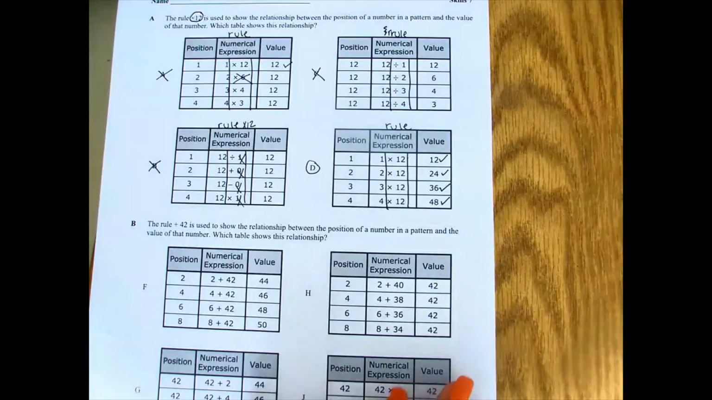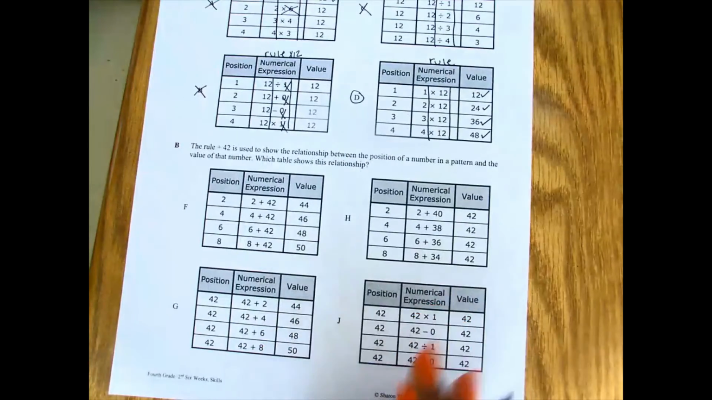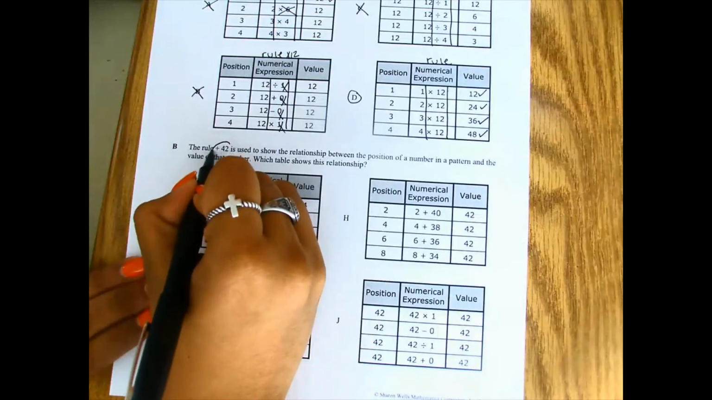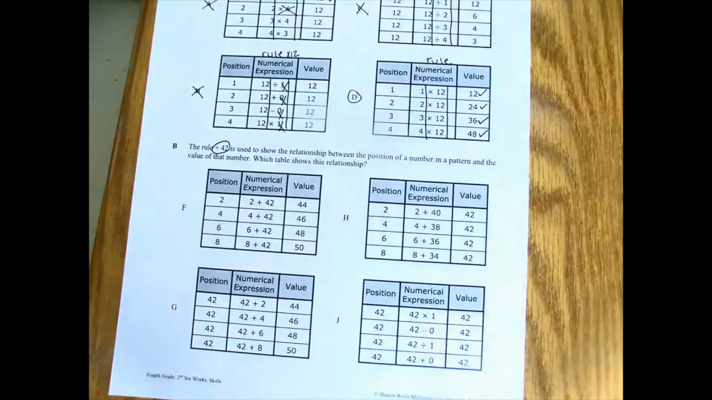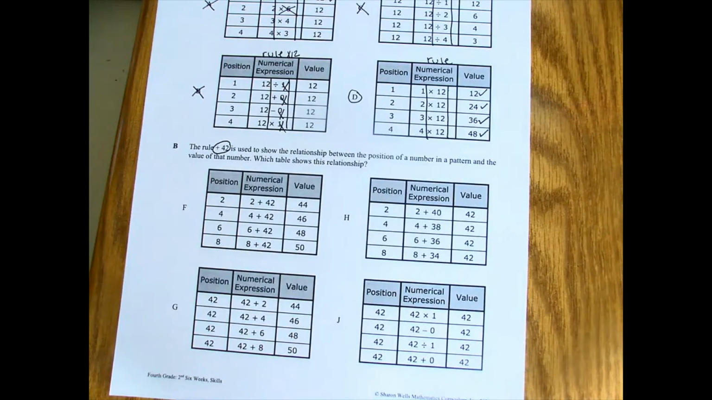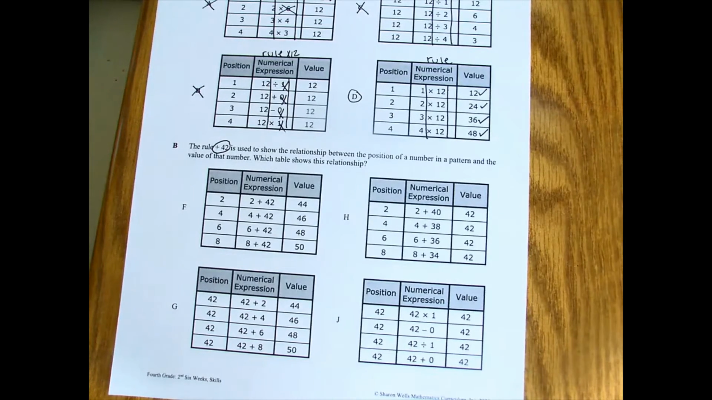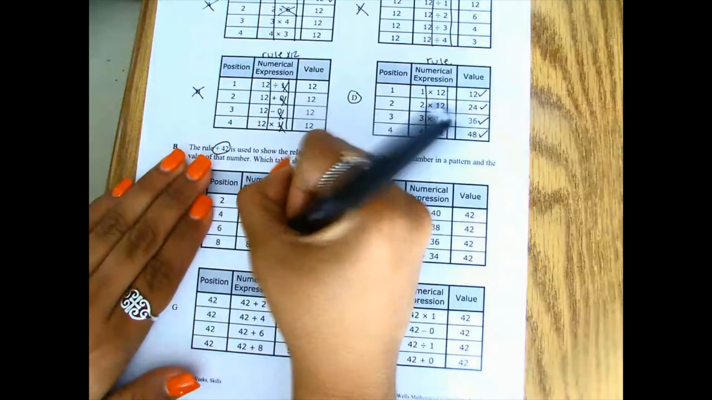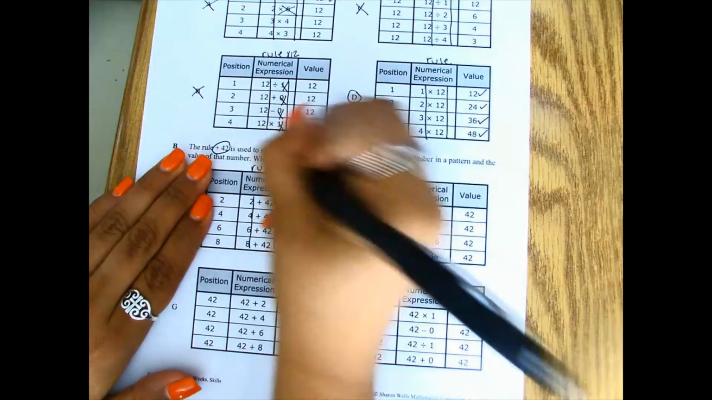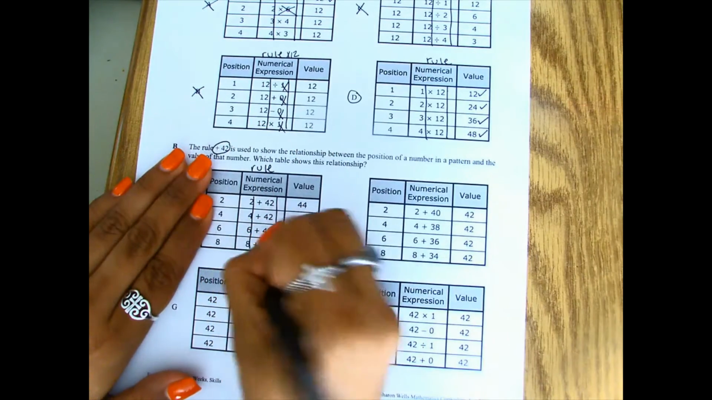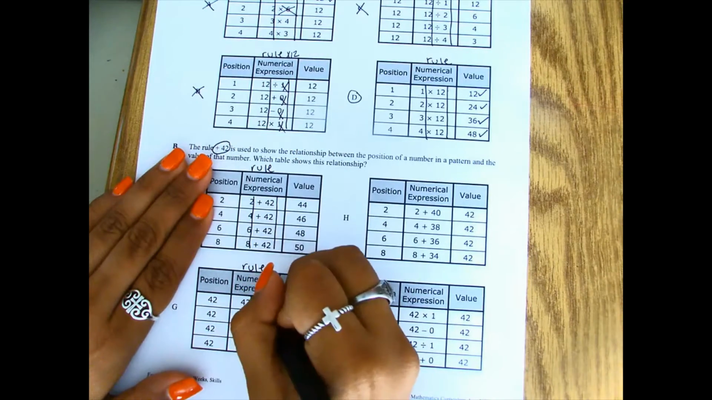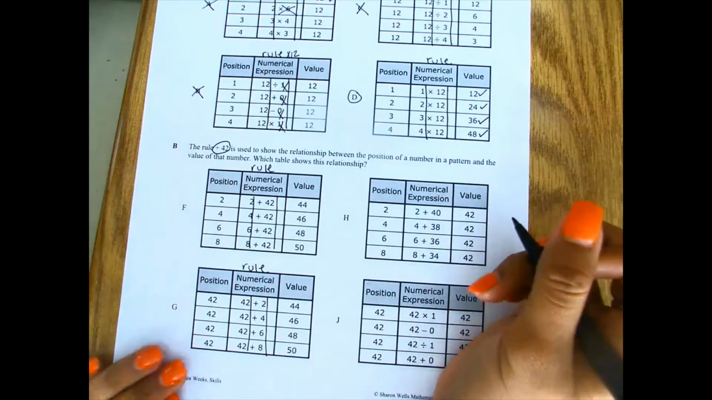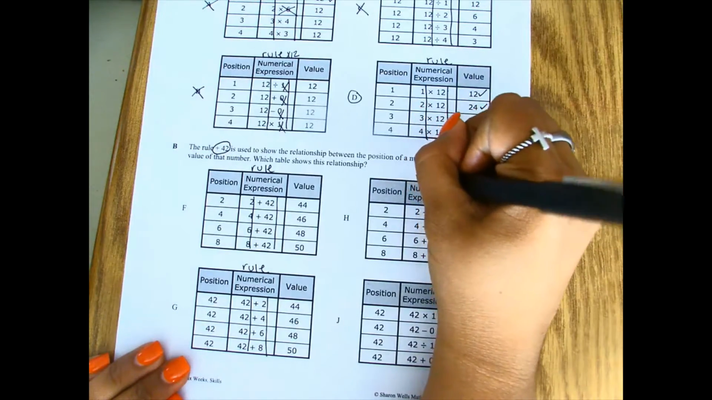Now I'm going to go and look at the next question. It says my rule is to add 42, to show the relationship between the position of the number in the pattern and the value of that number. Which table shows this relationship? Well, again, I'm going to box in my relationship or my rule. I'm going to do it to each one.